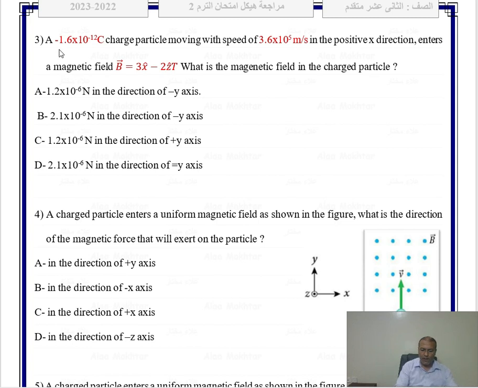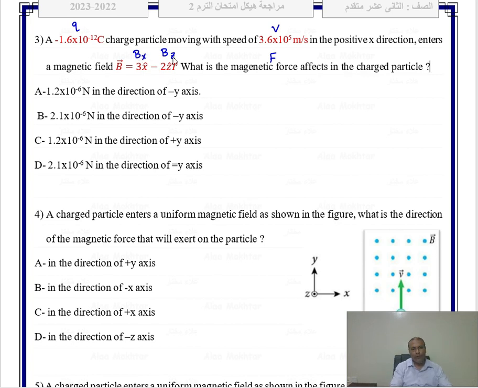Question number 3. A negative 1.6 times 10 to the negative 12 coulomb charged particle is moving with a speed V in the positive X direction and enters a magnetic field. The magnetic field has two components, in the X and Z directions, Bx and Bz. What is the magnetic force F that affects the charged particle?